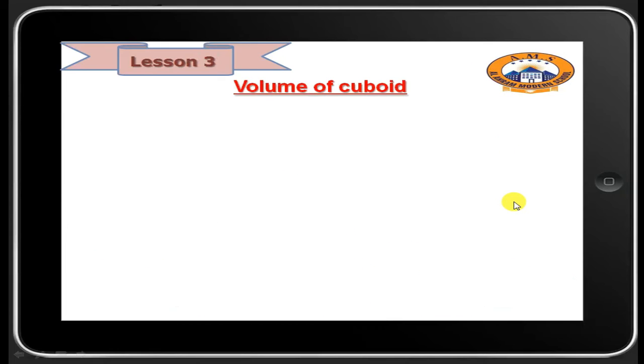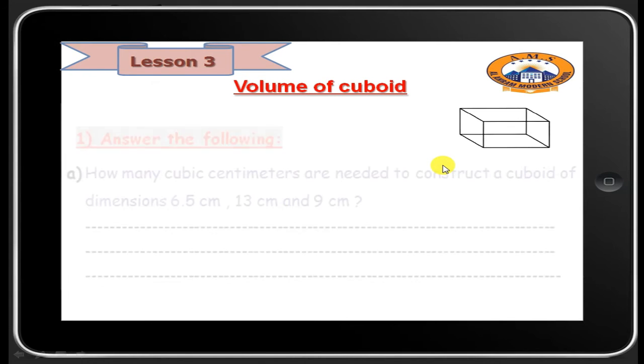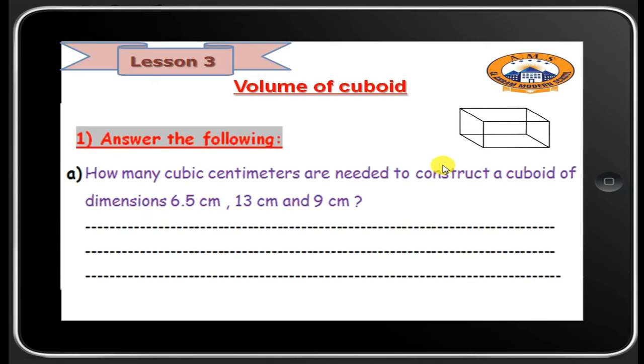We're going to continue explaining Unit 3, volume of cuboid, and we have more exercises about how to calculate the volume of the cuboid. So we will start with this question: how many cubic centimeters are needed to construct a cuboid of the dimensions 6.5 centimeters, 13 centimeters, and 9 centimeters?